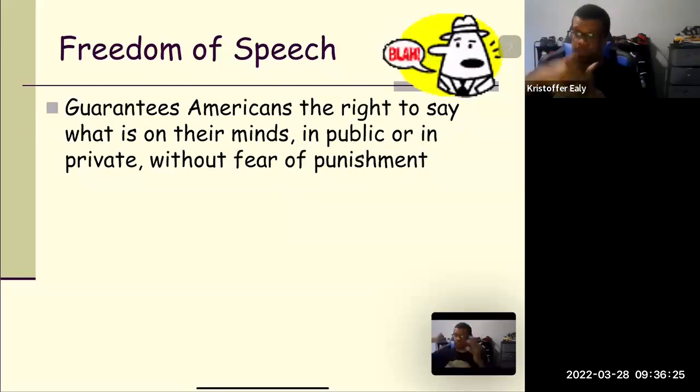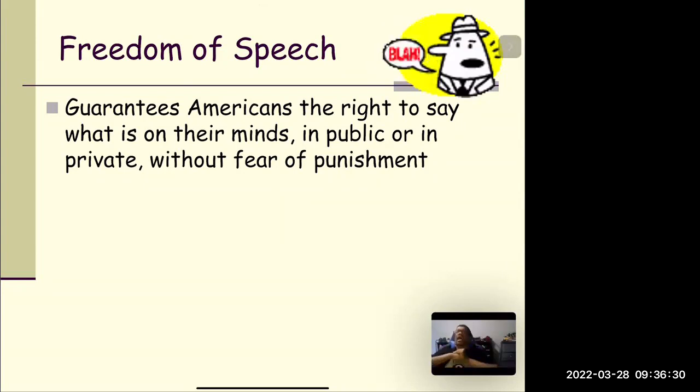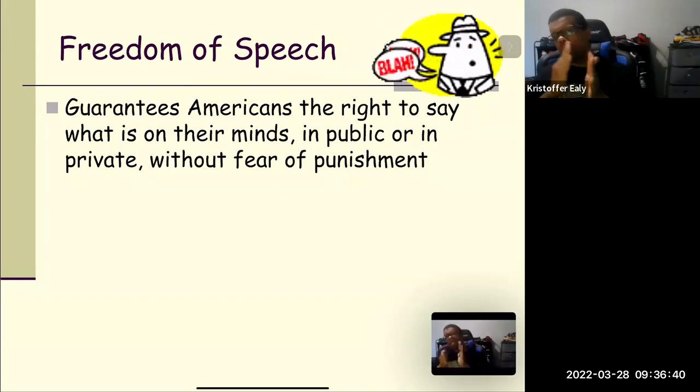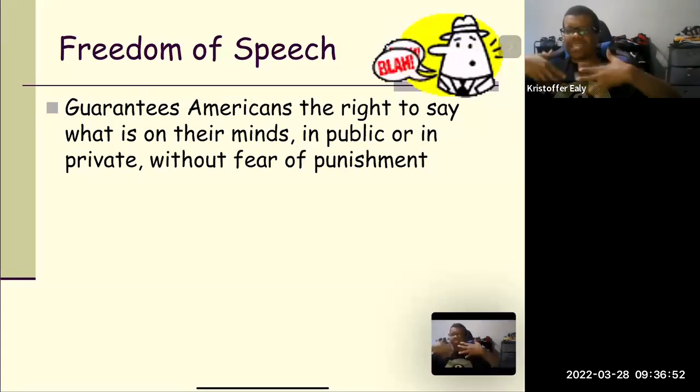So this is what I want to drill into your heads. You have the right to say what is on your mind. There are going to be instances where saying what's on your mind is not going to be permitted. But in a situation like this, where a stand-up comedian, Chris Rock, is on stage at the Oscars telling a joke, the law protects that. He should be able to tell this joke without fear of getting smacked or punched.